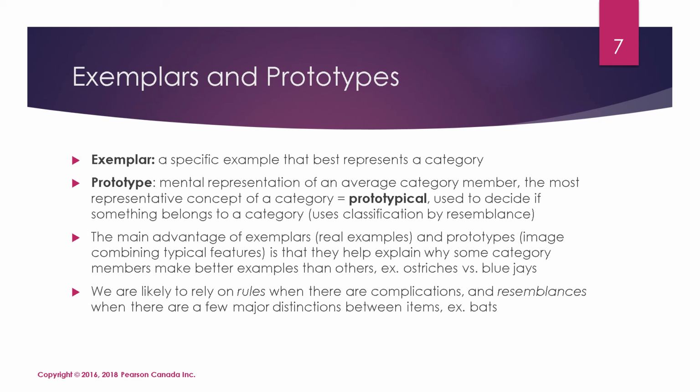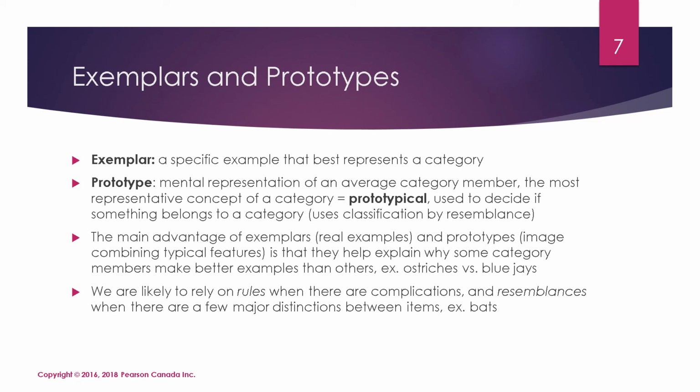So exemplars and prototypes are basically things that exemplify a category. You've probably heard the word exemplify before. An exemplar is a specific example that best represents a category. For example, when I was talking about birds, thinking of something like a blue jay or a crow, or a pigeon, maybe those would be an exemplar because they very well represent that category of bird.